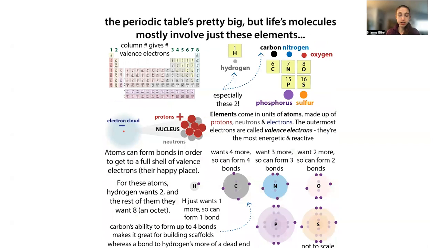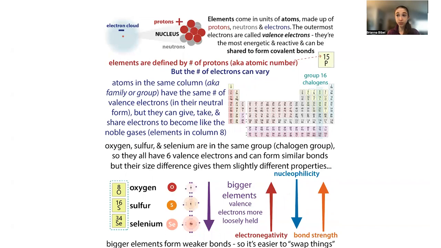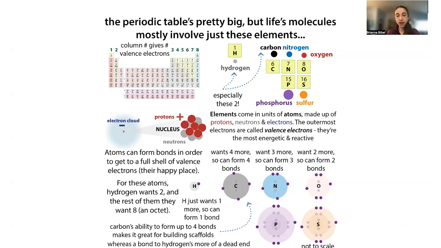So most of the time in biochemistry, we're dealing with just these main core elements: carbon, nitrogen, oxygen, hydrogen, phosphorus and sulfur. But most of the time you deal with carbon, oxygen, hydrogen, nitrogen. Those are your big four. But these other elements can get involved, and when they do, it's typically because they have really cool functions. And this is the case with selenium. All of these elements are characterized by their number of protons. So when you look at a periodic table, the number that's above the letter is going to tell you how many protons they have.